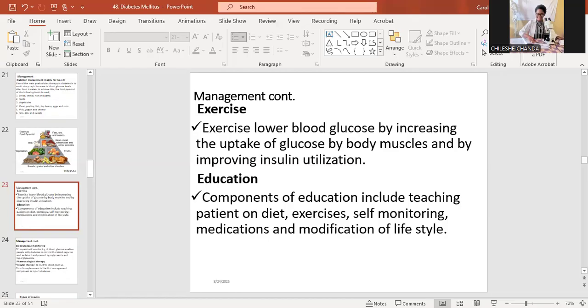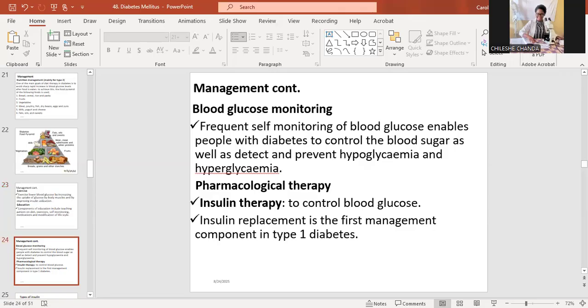And then you educate the patient on things such as diet, exercise, how much exercise they should do, self-monitoring. Advise the patient to buy themselves a glucometer, so that they'll be monitoring their sugar levels initially after they eat and see which foods can cause a glucose spike. And then also you educate them about modification of their lifestyle. Their foods should change. Their sedentary lifestyle should stop.